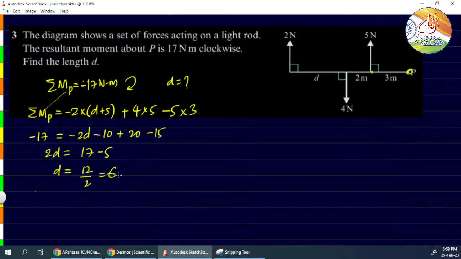What is the unit? All the distances are given in meters, so D is also in meters. This is the answer. Any doubts?